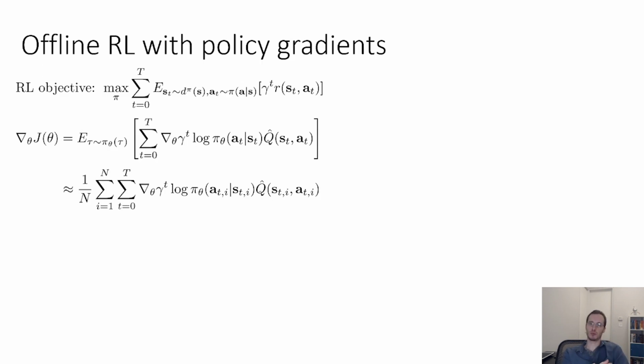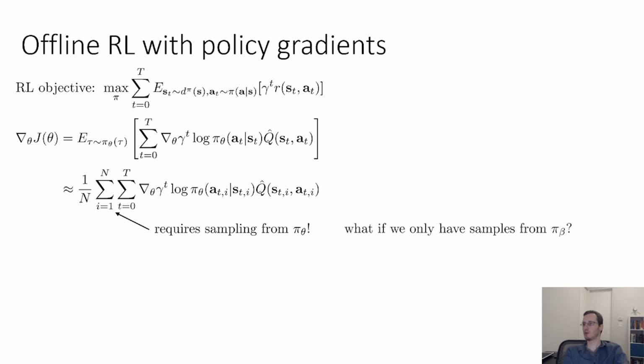So one pretty broad class of batch or offline reinforcement learning algorithms extends on the policy gradient framework. In order to calculate the policy gradient in the manner that I described before, we need to generate samples from pi theta. So our gradient with respect to theta of J theta is approximately equal to the average over samples from pi theta of the sum over time of the gradient with respect to theta of the log probabilities times this Q hat. But what if we only have samples from some other distribution, pi beta?